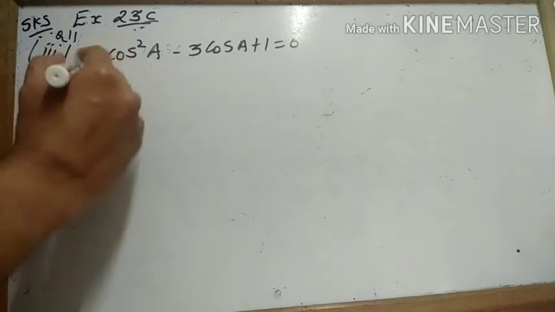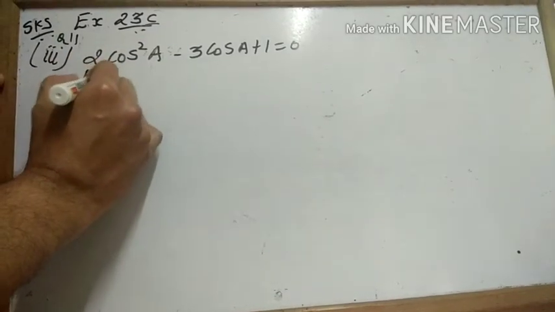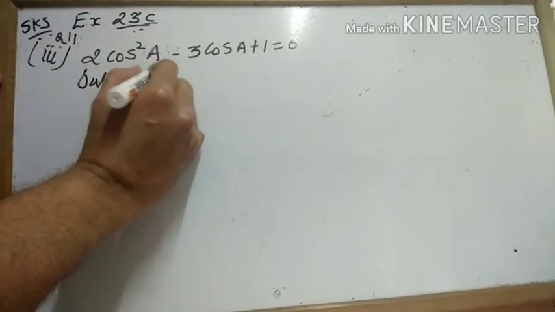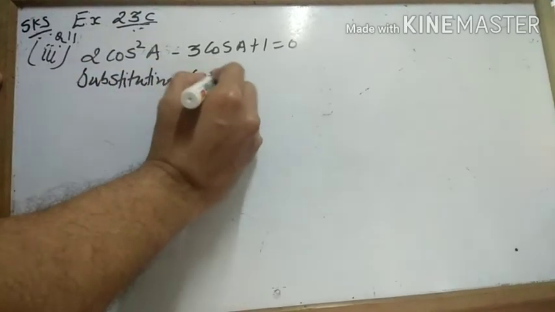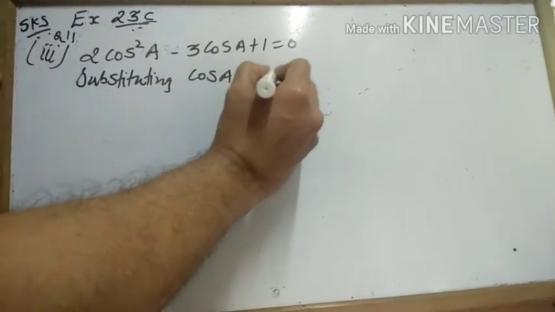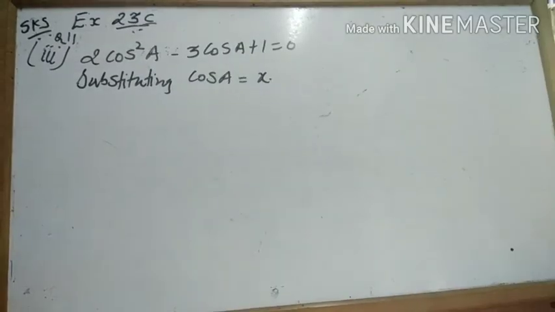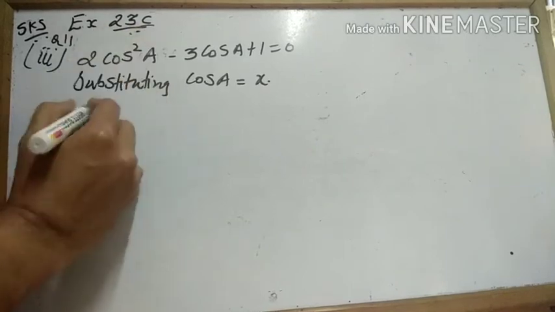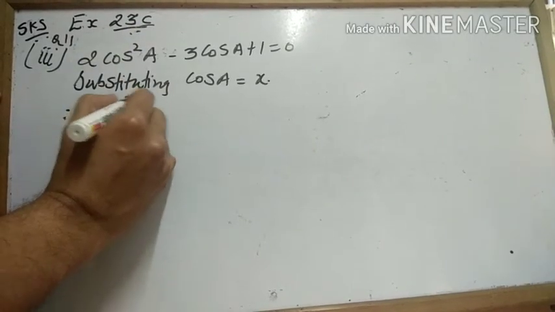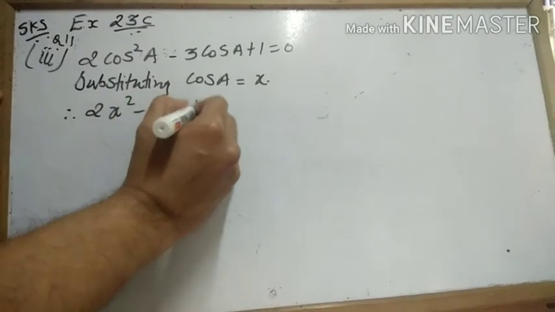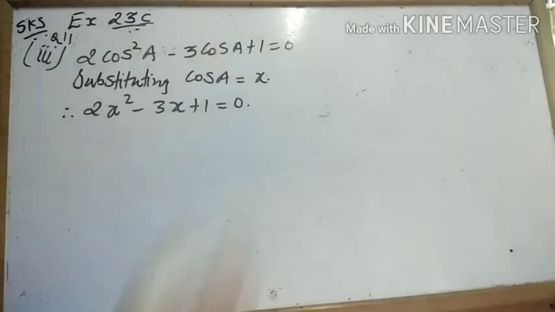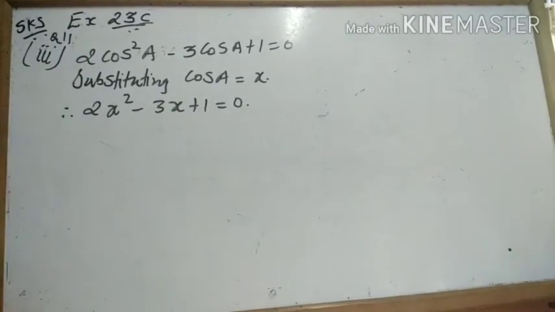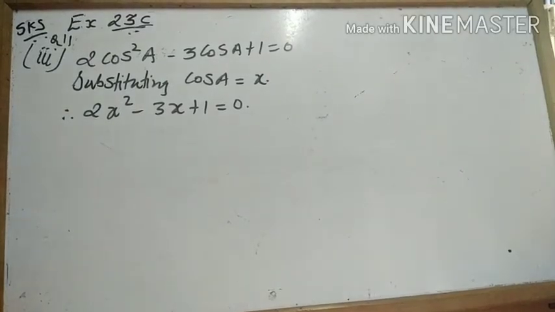Let us see. We will be able to factorize that, but what I am doing is making my life simpler, substituting cos a is equal to x instead of cos a. So here the first term will become cos square a, so it will be 2x square minus 3x plus 1 equal to 0. Now dear friends, this is exercise 5b, quadratic expression where you factorize.